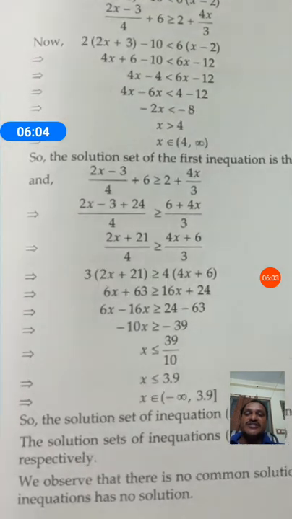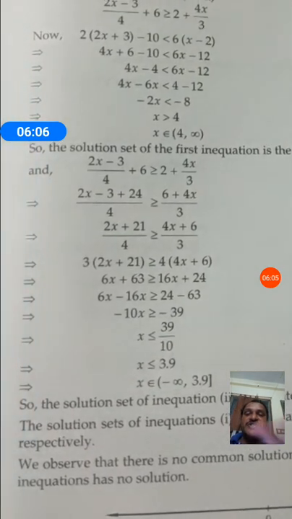Now let us take the second inequation, that is given as (2x − 3)/4 + 6 ≥ (2 + 4x)/3. You take the LCM: (2x − 3 + 24)/4 ≥ (6 + 4x)/3, and simplify. −3 + 24 gives you +21. (2x + 21)/4 ≥ (4x + 6)/3, dear students.